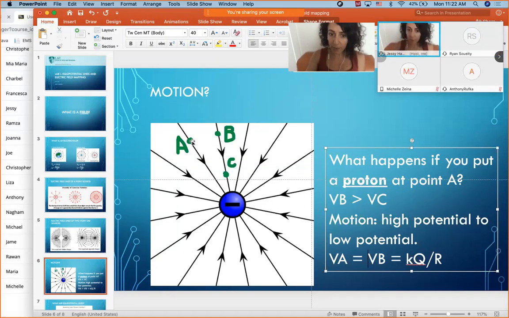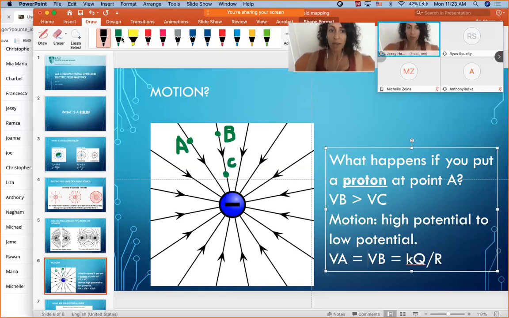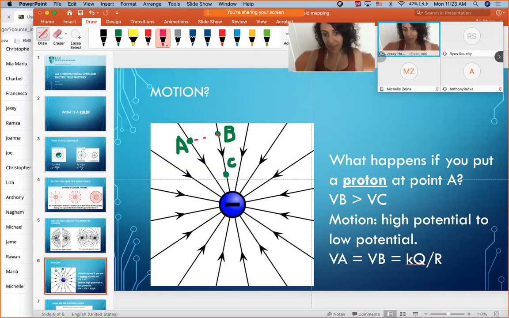Since they have the same potential, the proton cannot move between A and B, because the proton has to move from high potential to low potential. I'm talking about the proton. If I place a negative charge, it will move opposite. It will move from low potential to high potential. So A and B are at the same distance away from C, and therefore they have the same potential, and therefore no motion is going to happen between both. And I can also add that any point that is at the same distance away from the source has the same potential as the other.